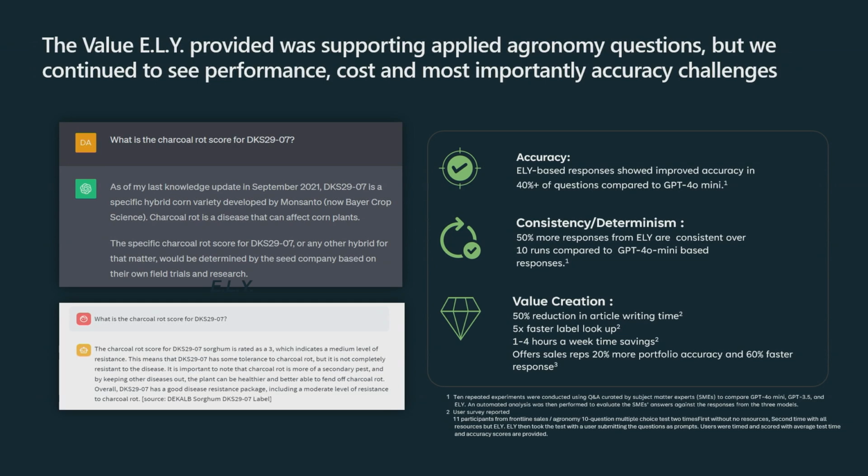And on the top, you can see an answer from GPT 3.5 on one of our DeKalb sorghum products. It's erroneous, it's incomplete, it's not specific. And our Eli answer at the bottom is very specific, giving product details as well as being accurate and correct. And so that's the type of return we saw from RAG.